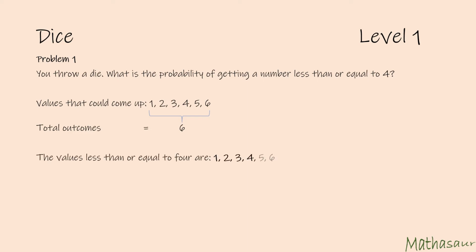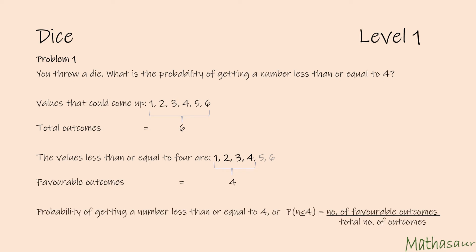Now to get a value less than or equal to 4, my favorable outcomes would be 1, 2, 3 and 4. In other words, I would have 4 favorable outcomes. Hence the probability of getting a number less than or equal to 4 would be number of favorable outcomes divided by total number of outcomes, which is equal to 4 by 6 or 2 by 3.